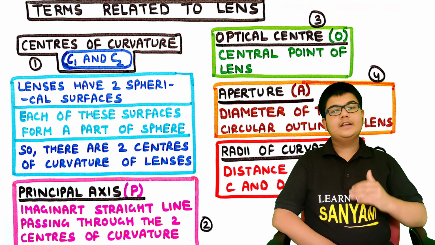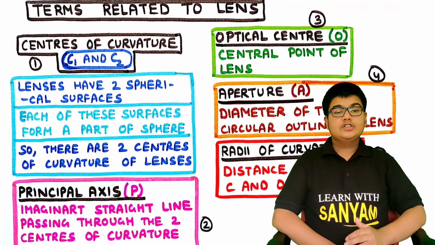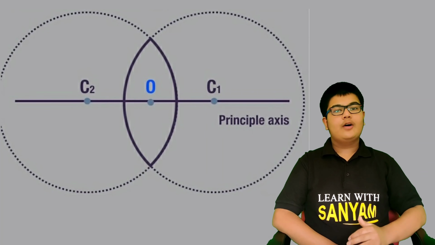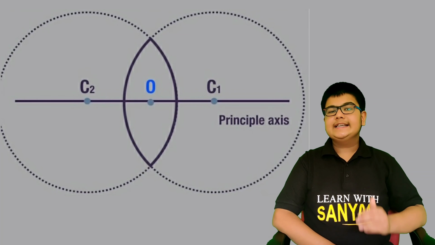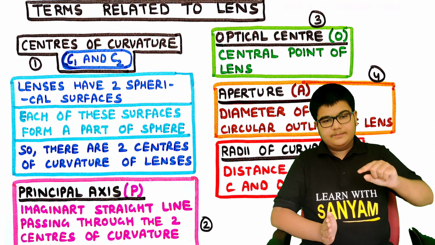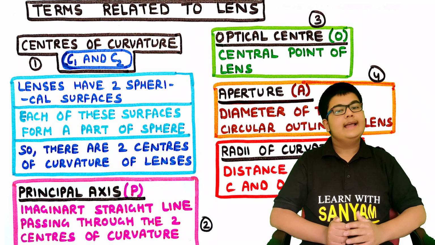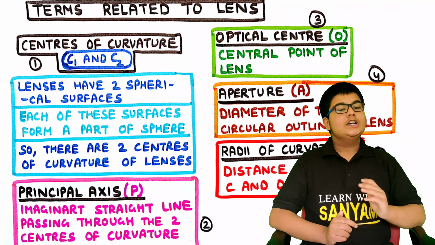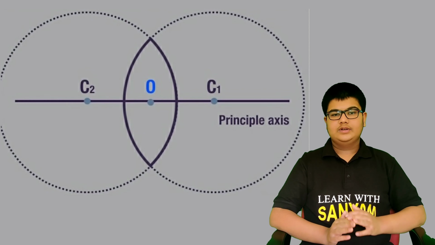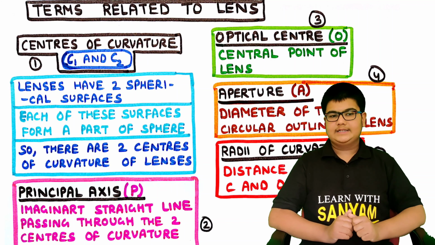Now let's discuss the terms related to lens. First, center of curvature. The lenses have two spherical surfaces and each of these surfaces forms a part of a sphere. As you can see, if we complete the spherical surfaces, then both of them form a part of a sphere. And always a sphere will have a center. So there are two centers of curvature of lenses, and these are C1 and C2. You can see both the centers of curvature in both convex lens as well as in concave lens.